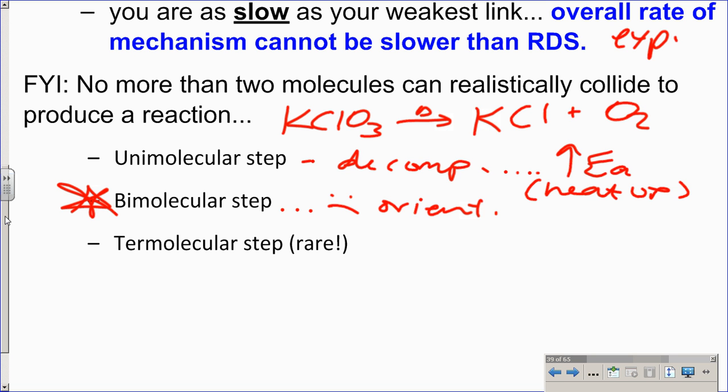Can you imagine coordinating three things colliding in the correct orientation? Not the easiest thing to do, especially if the atoms don't have brains. So they're not going to be able to, like, okay, you move to the left 90 degrees and try to collide in the correct manner. So that one's fairly rare, but it can occur.